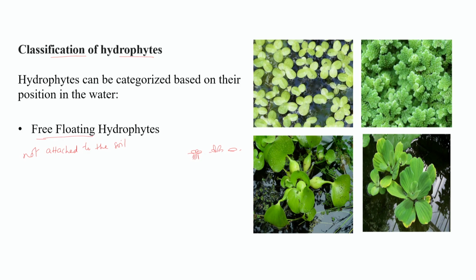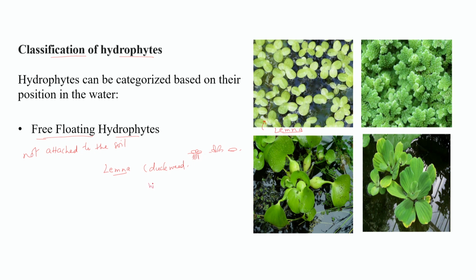Now the examples of free floating hydrophytes are like Lemna, which is known as duckweed. I will write it here. This is Lemna species. This is a very small angiospermic plant. Although it doesn't look like an angiosperm, you can find the leaves, and it is one of the smallest angiosperms that is present.